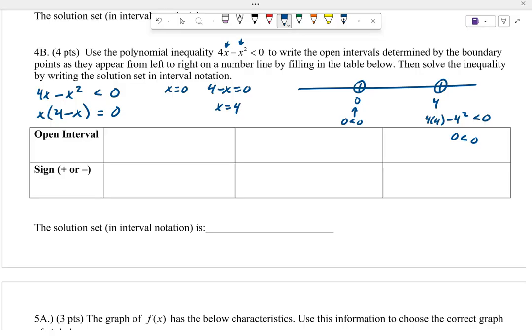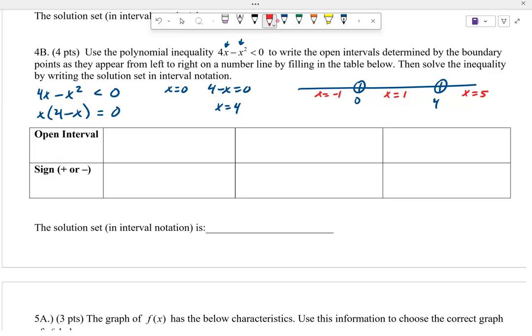Again, it's a strictly less than, so those are not going to be included. So I leave those as an open hole is how I like to do that. And then I'm going to test something to the left of 0, something between 0 and 4, and something to the right of 4.